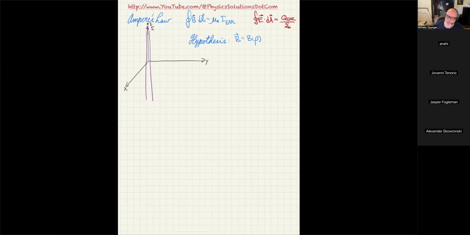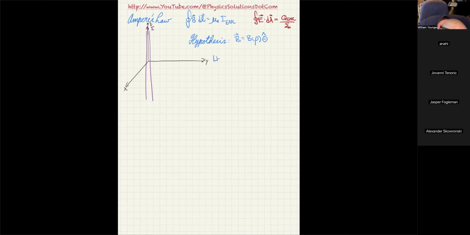So I'm saying the perpendicular distance, meaning perpendicular to the z-axis, from the nearest point on the wire to the point at which you wish to know the magnetic field, that coordinate is rho, and the magnetic field will point in the theta hat direction. If the current were going down, I would have said it had to be in the negative theta hat direction. But in this case, the right hand rule dictates that it's going to go around that way, which is clearly the theta hat direction. So that's my hypothesis.